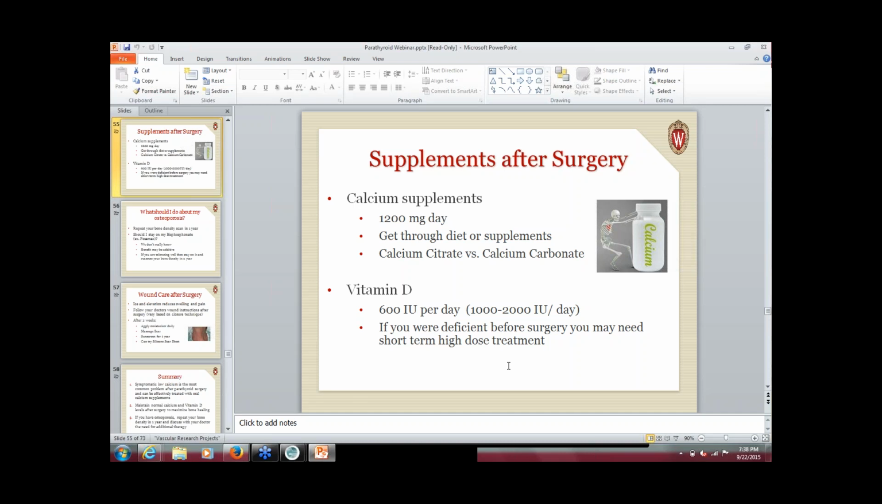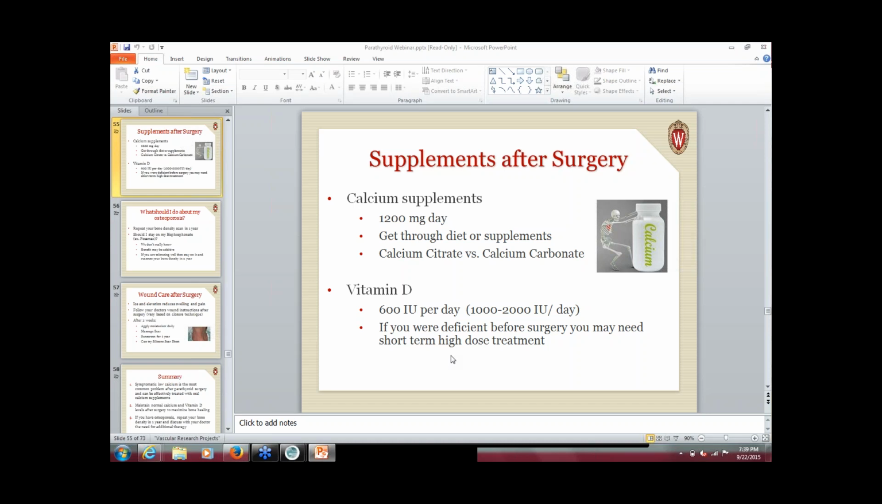Calcium carbonate is a little bit more prone to cause gas and constipation and bloating. And so for patients who are having GI side effects from it, it's better for them to take the calcium citrate. The problem with the calcium citrate is they tend to be bigger pills, so patients are taking a little bit more of a horse pill. If you have trouble swallowing big pills, calcium citrate may not be the best option for you.